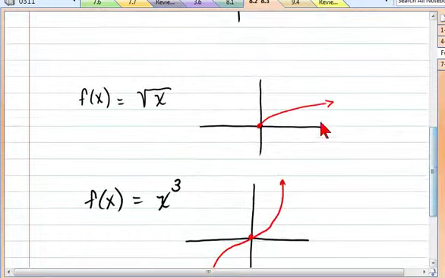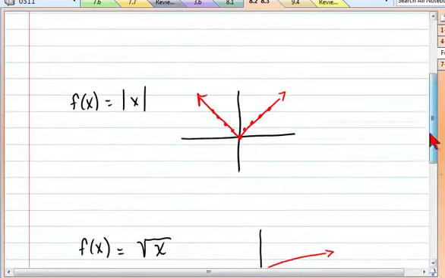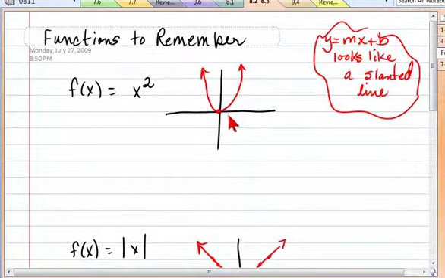For the square root, you have a branch. For the absolute value, you have a V. And for the squaring function, you have a U.